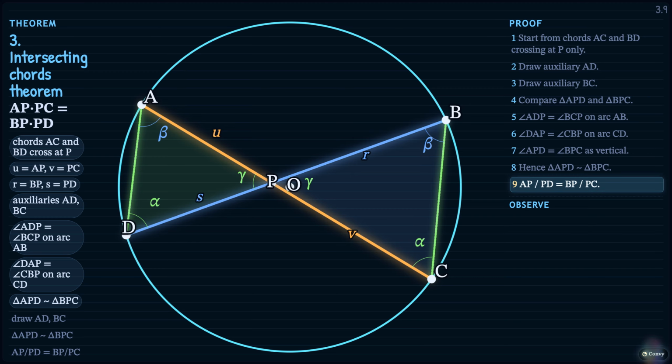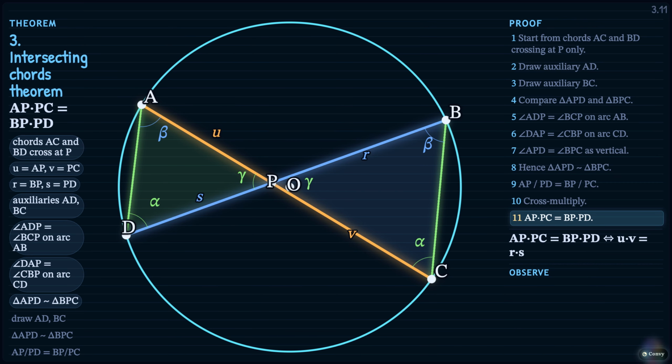Write the ratio AP over PD equals BP over PC. Cross multiply the ratio. Therefore, AP times PC equals BP times PD. That closes the circle power triptych.